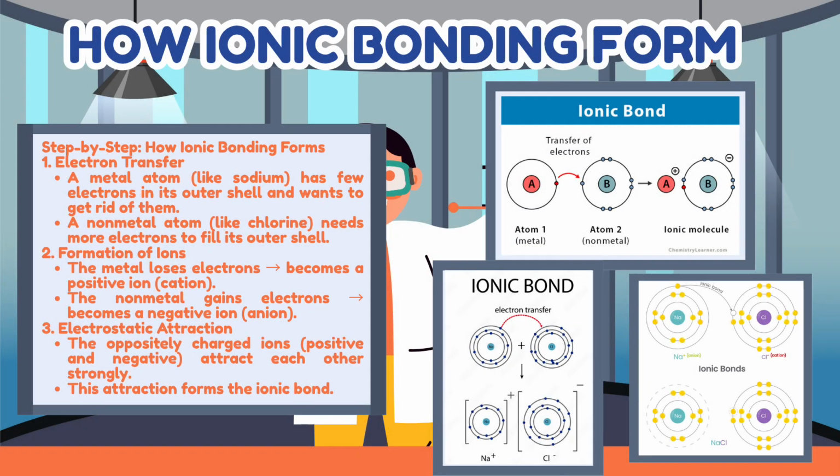Makikita sa slideshow na ito kung paano nag-form ang ionic bonding. It is through transferring electrons from one to another. Kasi ang ionic bonding, it is composed of a metal atom and a non-metal atom, wherein ang metal atom, siya yung naglo-lose ng electron sa kanyang outer shell at pinapasa or binibigay niya sa non-metal atom para maging stable yung atom na yon, okay? And so, ionic bonding is formed through transferring electrons from one to another.